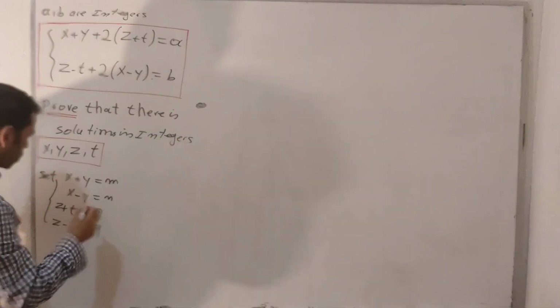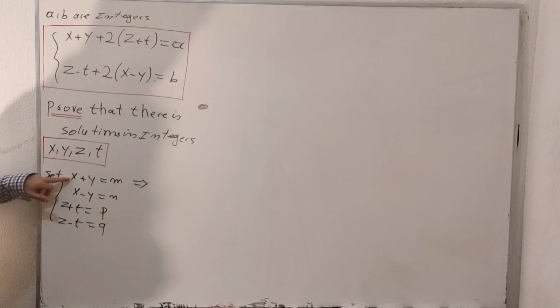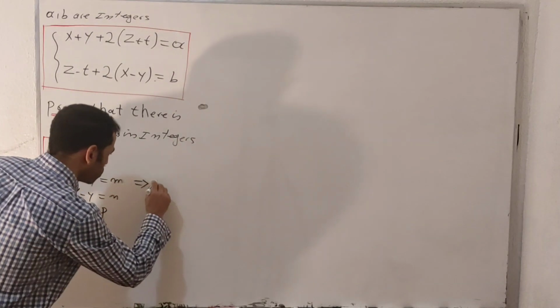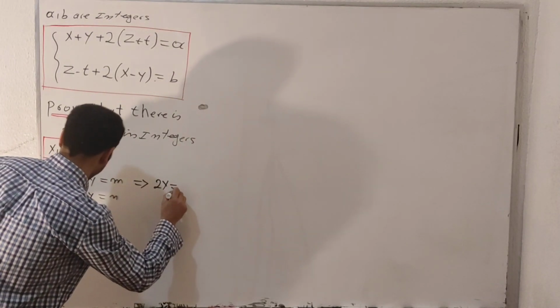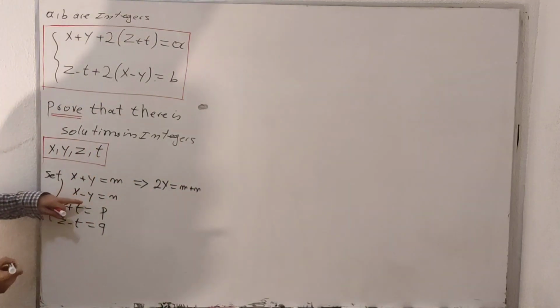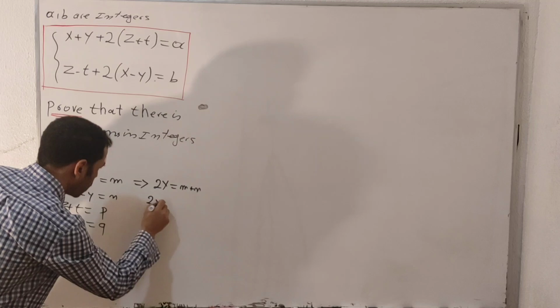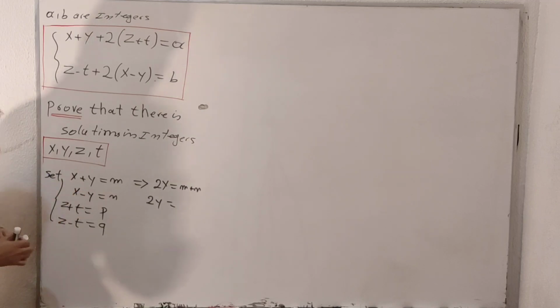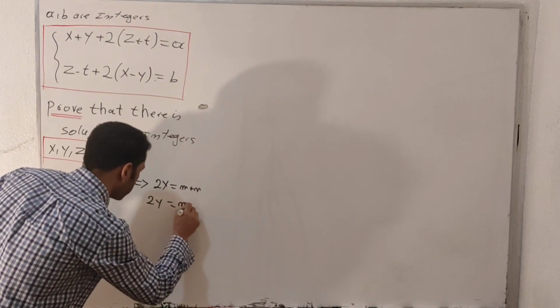By adding the first equation to the second equation, I get y eliminated. So I will have 2x equals m plus n. For y, I'm going to subtract the second equation from the first equation. I will get x eliminated, and I will get 2y equals m minus n.